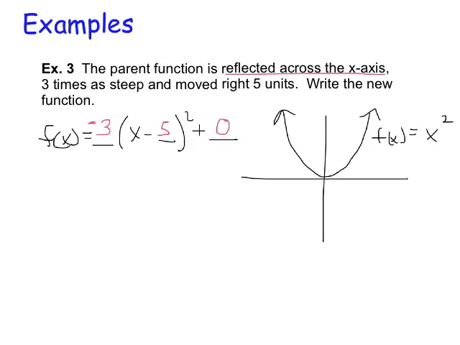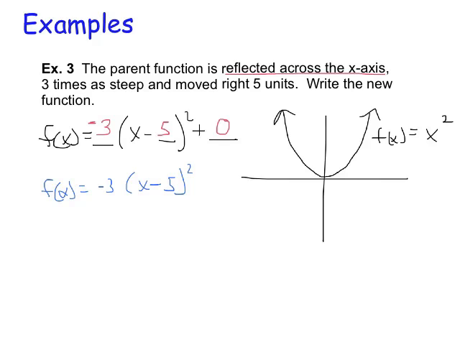So let's clean this up a little bit. So when I write this out, it's going to be f of x is going to be equal to negative 3 times x minus 5, the quantity squared, and I can just stop right there. And there's my equation. Now, let's go ahead and do the transformation on the graph.